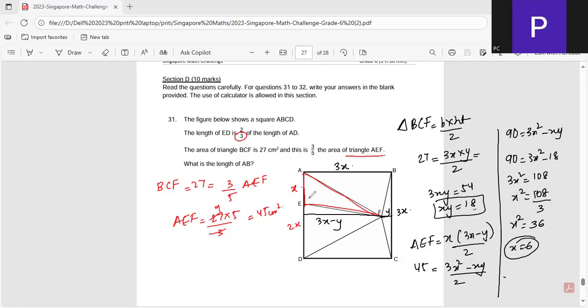So this is 6. So this is 12. So the total length AB, or since it's a square, all sides are equal, this is 18. So the answer for 31 is 18.